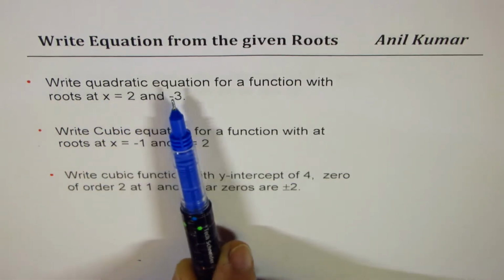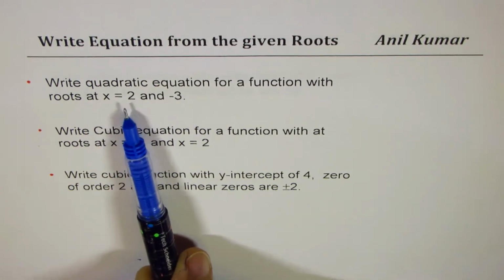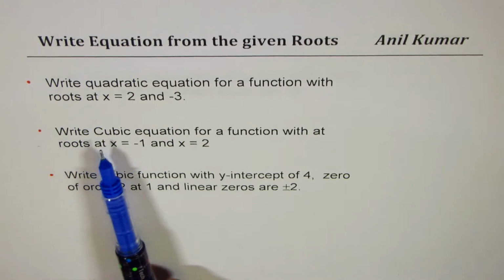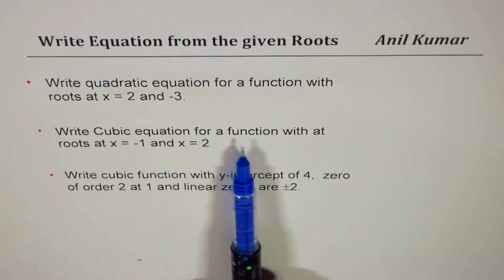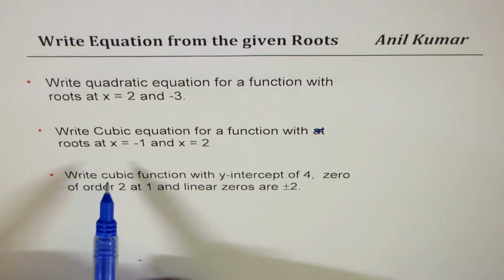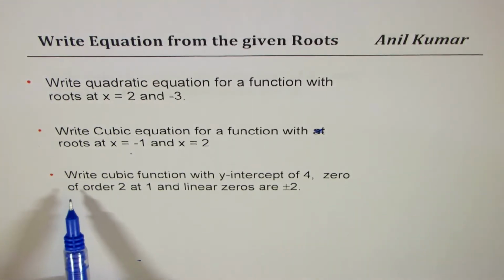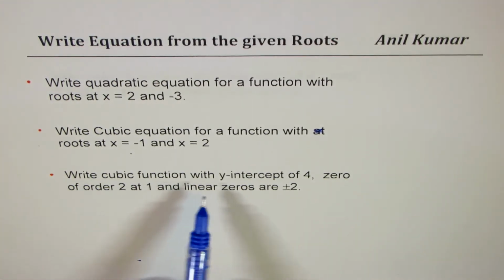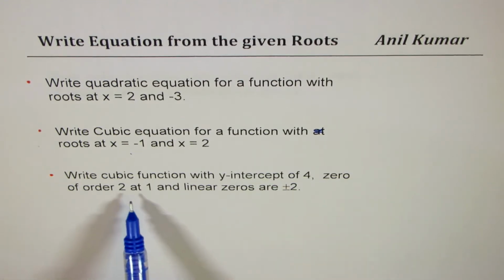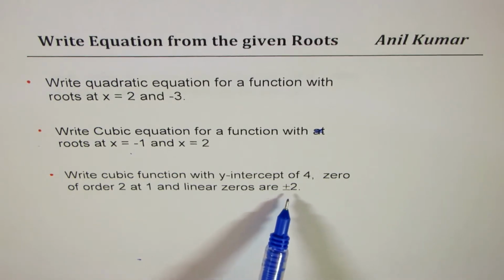First, write a quadratic equation for a function with roots at x equals 2 and minus 3. The second one is write a cubic equation for a function with roots at x equals minus 1 and x equals 2. And the third one is write a cubic function with y-intercept of 4, zeros of order 2 at 1, and linear zeros at plus minus 2.